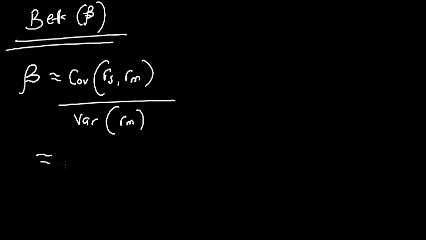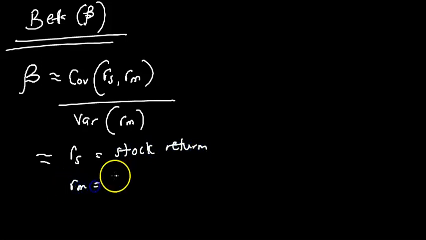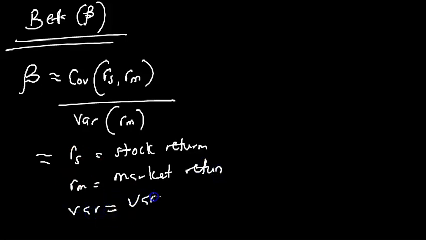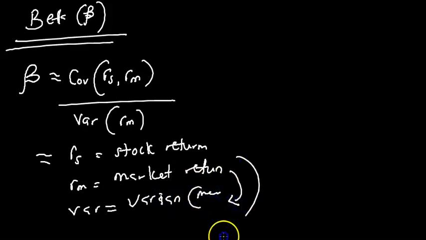And here we have two variables. The Rs simply stands for stock return, and the Rm simply stands for market return. And notice that here we have VAR, which stands for variance. We are going to divide everything by the variance in what? The market return, which we are going to substitute into this. So this is it for this problem.